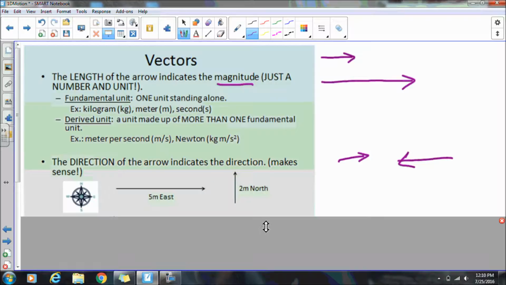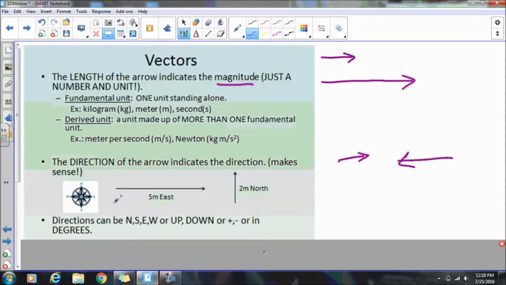When you're writing these down, there are a few ways that you can indicate the direction of a vector quantity. One is what we were just saying: north, south, east, and west are your cardinal directions. We can also say up or down. If you were talking about different floors in a building, for example, you would say upstairs versus downstairs. That would be a direction. Up and down are directions.